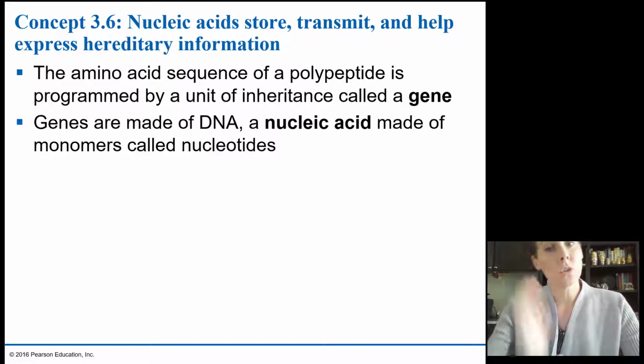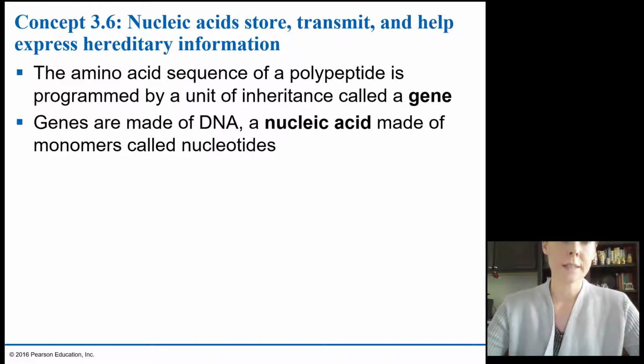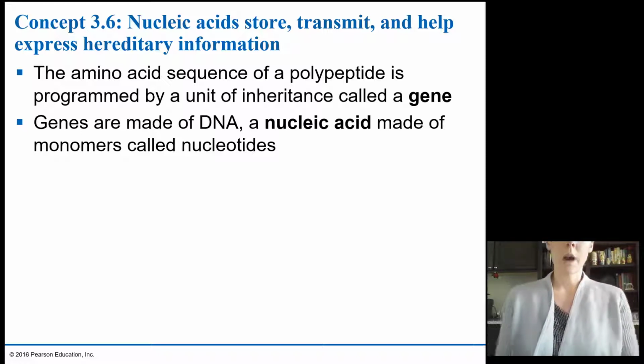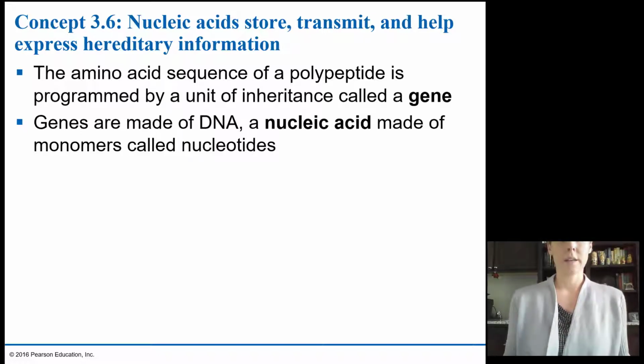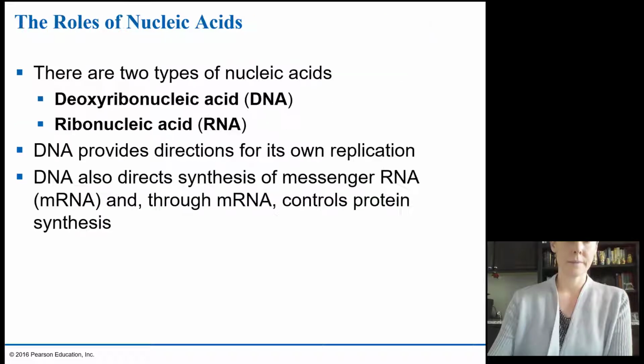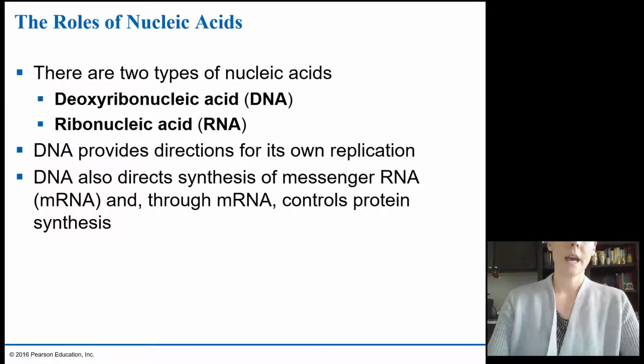So nucleotides are the monomers. DNA is a nucleic acid, deoxyribonucleic acid, and the monomers that make up this macromolecule called a nucleic acid are called nucleotides. There are 2 types of nucleic acids: DNA, deoxyribonucleic acid, and RNA, ribonucleic acid.